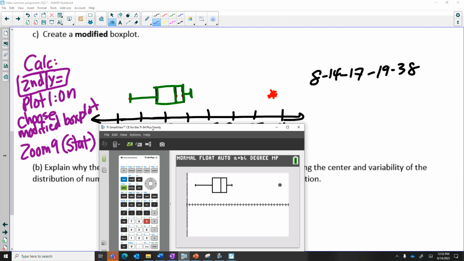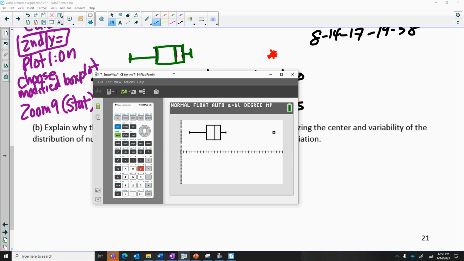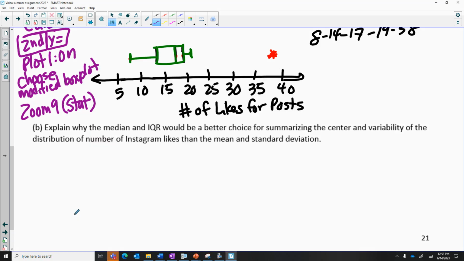And then what's cool about this is you can press trace, which is on the top right next to graph, and you could go to the right and left, and it will go between your 5-number summary. Minimum, Q1, median, Q3, biggest number that's not an outlier, 21, which is where we drew our whisker to, and then our outlier was 38. Isn't that nice? So why would the median and the IQR be a better choice in this case to use than the mean and the standard deviation? I want you to answer that question.